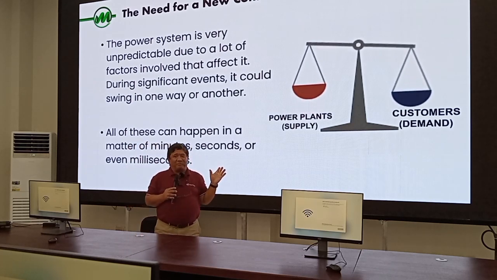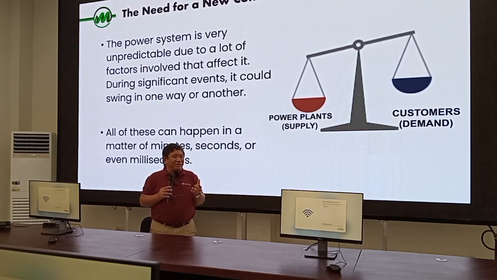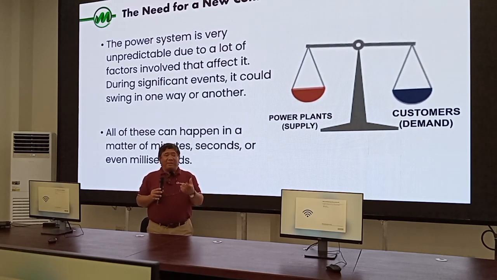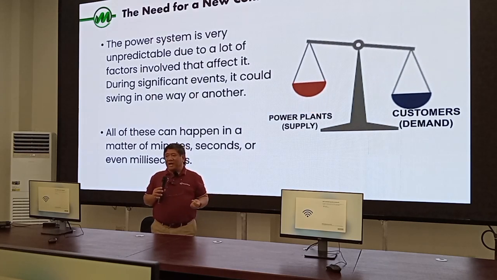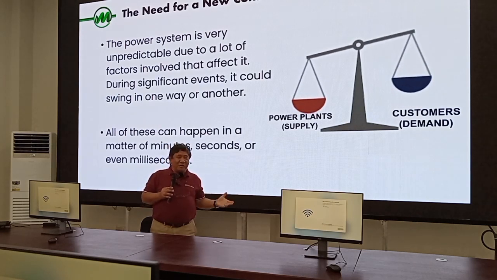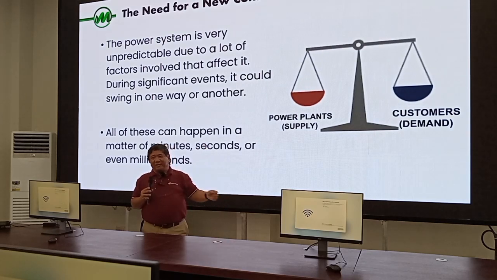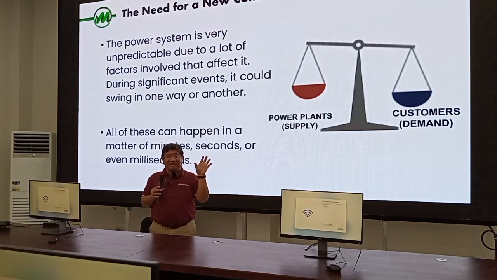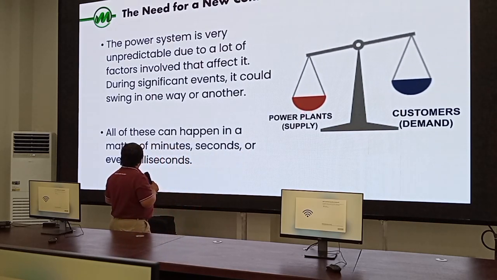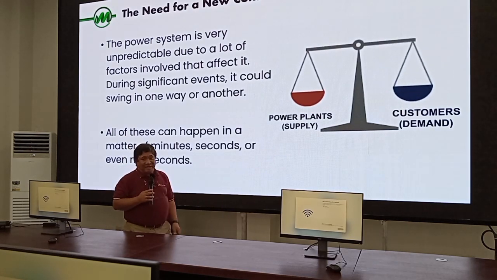Alam naman natin, power plants would trip. Well, not every now and then. There are possibilities that it could trip unscheduled. May mga power lines na nag-out, may mga power lines na puputol. May power lines na tinatamaan, nagkakaroon ng snake, so forth and so on. So that causes instability. But still, pagdating sa customer side, what we're expecting is stable. So all this can happen in a matter of minutes, seconds, and milliseconds.